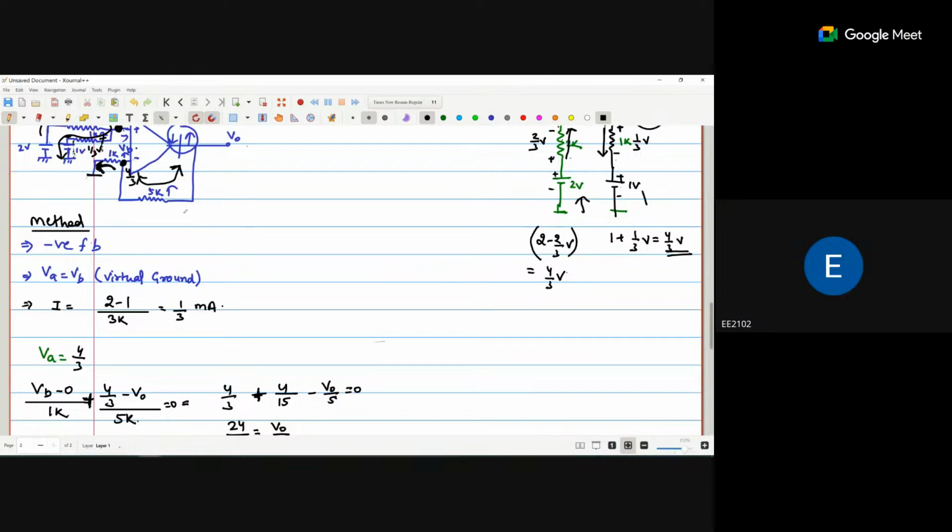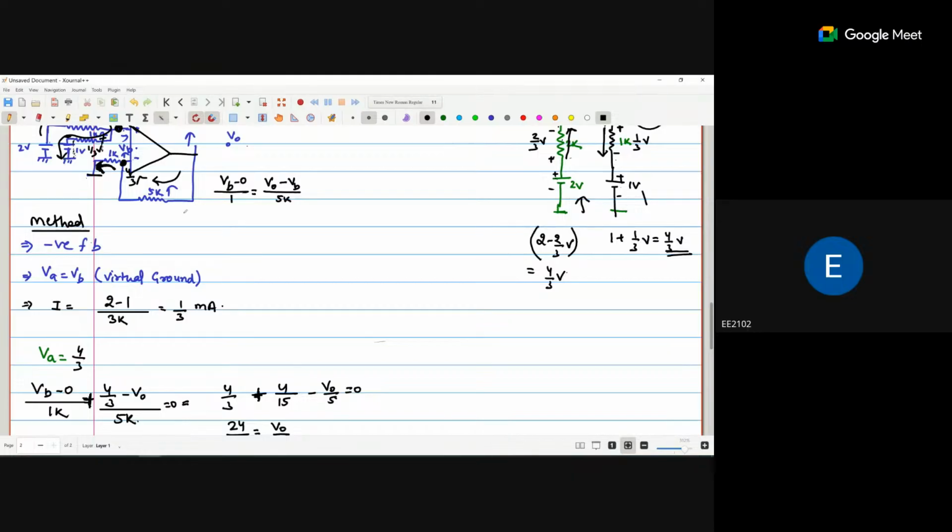Okay, if we consider the current is coming from V0, let's assume the current in this direction. So what is the equation? (VB minus 0) divided by 1 is equal to (V0 minus VB) divided by 5k. Why? Because one is the incoming current, one is the outgoing current, so incoming current is equal to outgoing current. So my equation will be like that.